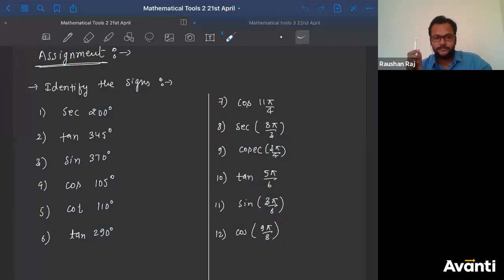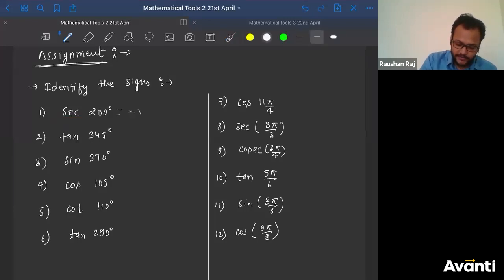Chalo, theek hai. Yeah, third quadrant, which will be positive? Tan or cot will be positive. Are we talking about tan or cot here? No, I'm talking about sec theta. So sec theta will be negative. So the sign will be negative, right?